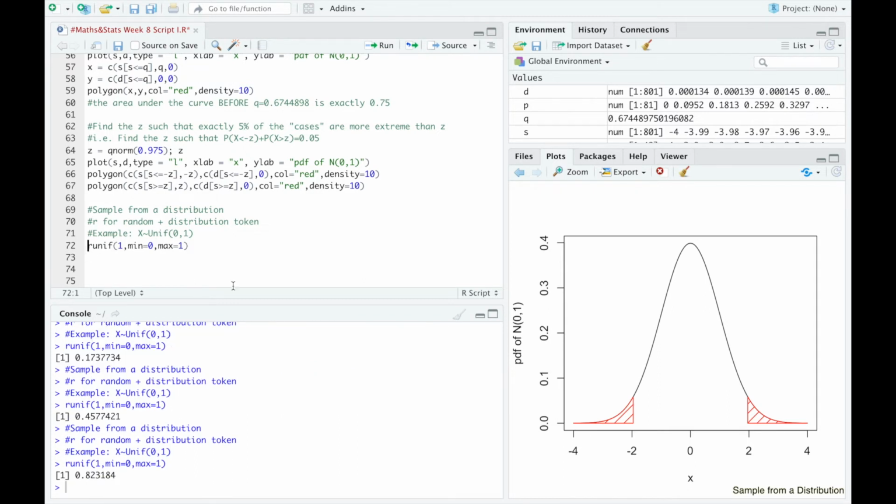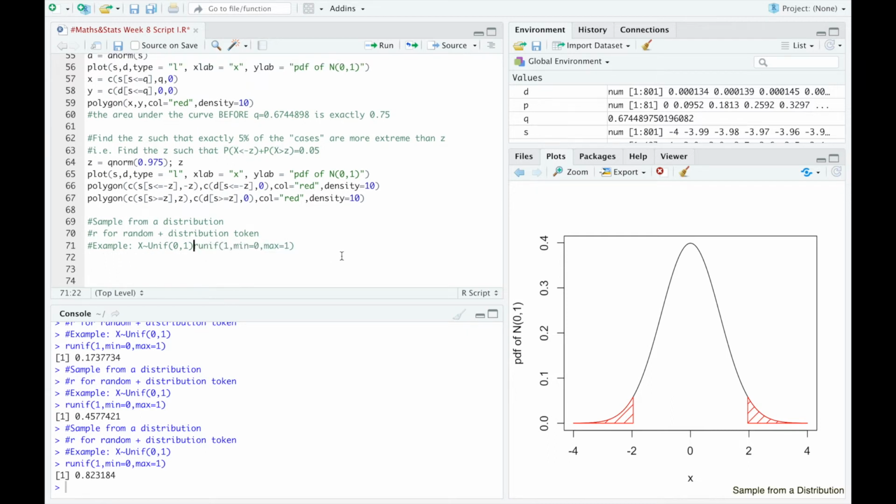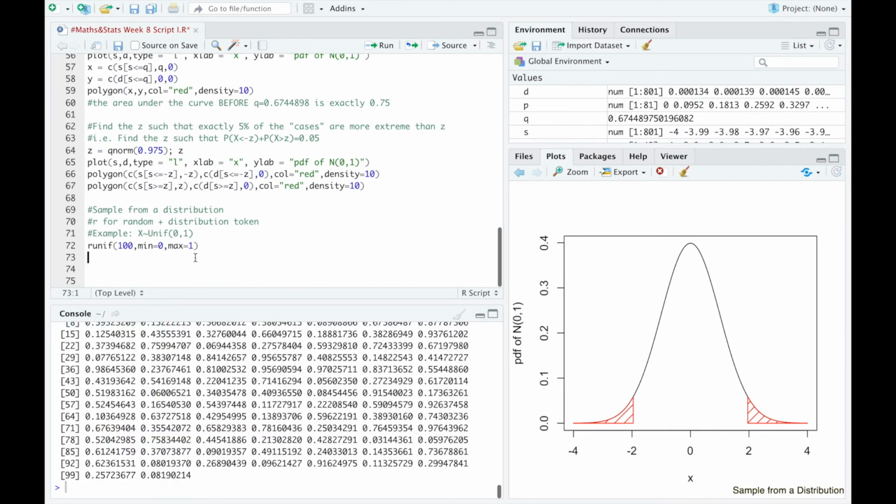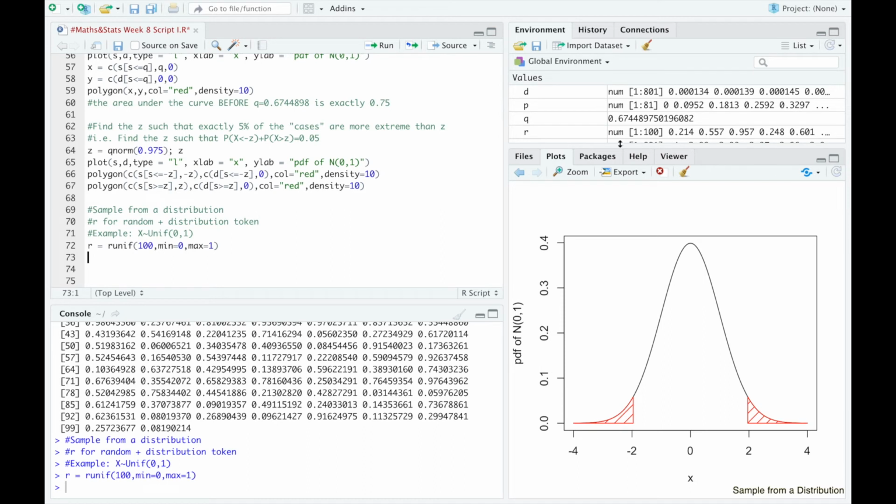So if you want to have more than one sample, you change 1 to, I don't know, 100. Great, so you have 100 samples from a distribution. Usually you don't want to just sample them and see them. You want to store them in a vector, and this is the way to do it. So now we have a new vector with 100 samples from a uniform distribution.